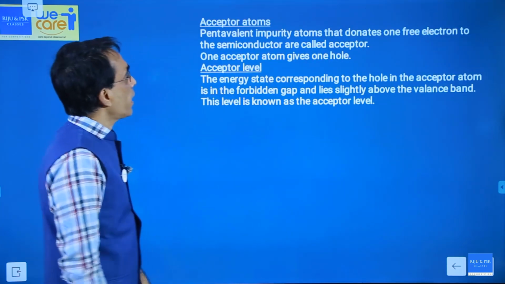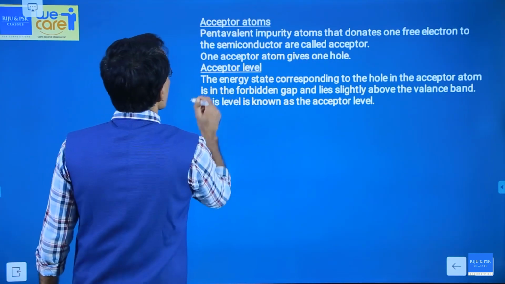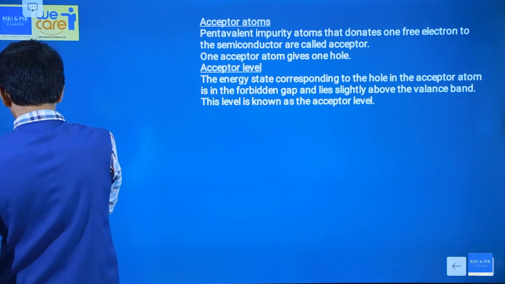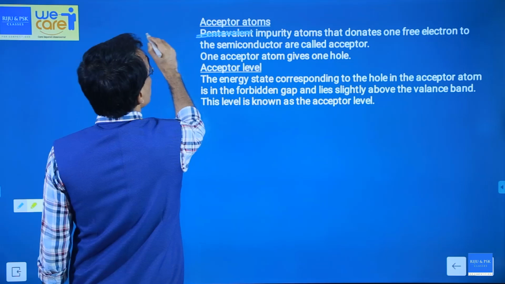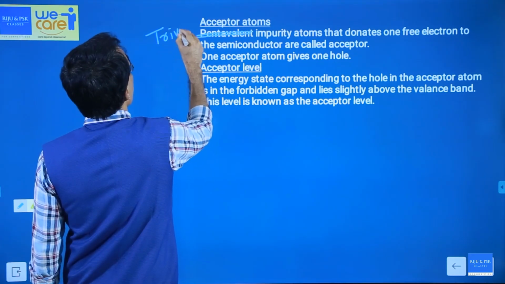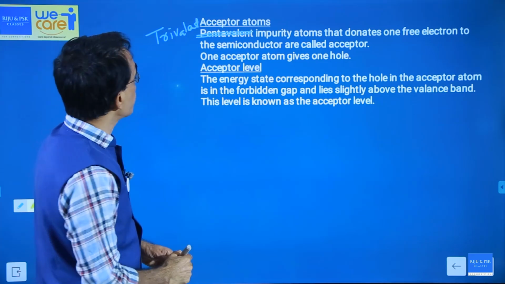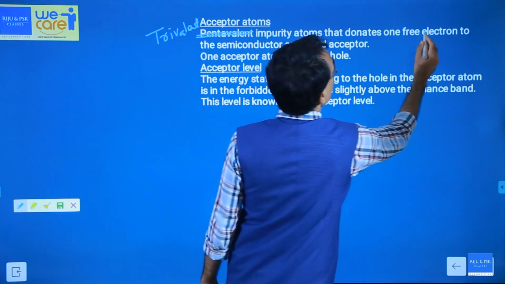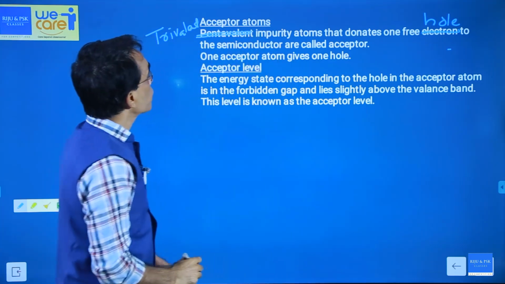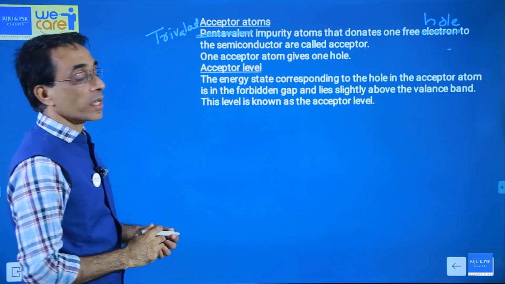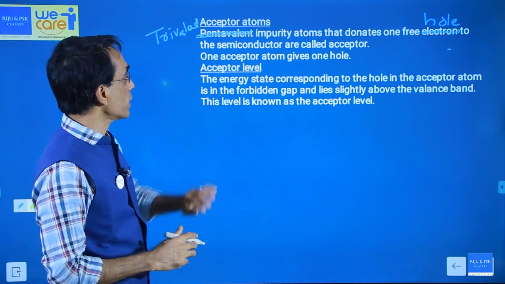Now, acceptor atoms. This is not pentavalent, I am sorry, it should be trivalent, a typing error. It is copy paste, right? So that is why this is not pentavalent, it is trivalent. The trivalent impurity atom that accepts one free hole from the semiconductor is called an acceptor atom. One acceptor atom gives one hole, that is correct.